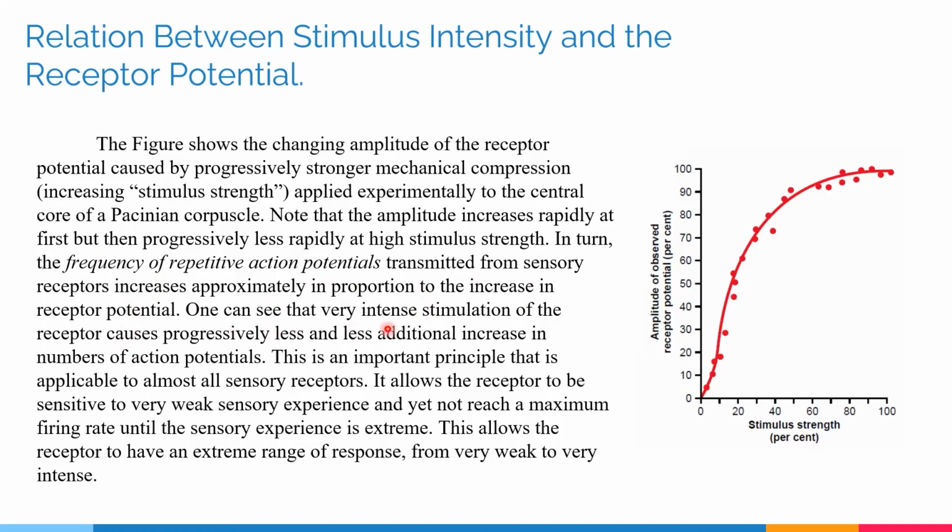One can see that very intense stimulation of the receptor causes progressively less and less additional increase in the number of action potentials. This is an important principle that is applicable to almost all sensory receptors. It allows the receptor to be sensitive to very weak sensory experience and yet not reach a maximum firing rate until the sensory experience is extreme. This also allows the receptor to have an extreme range of response from very weak to very intense.